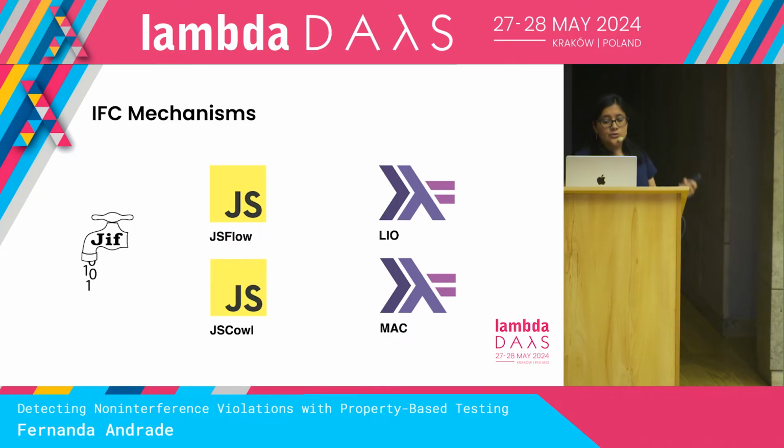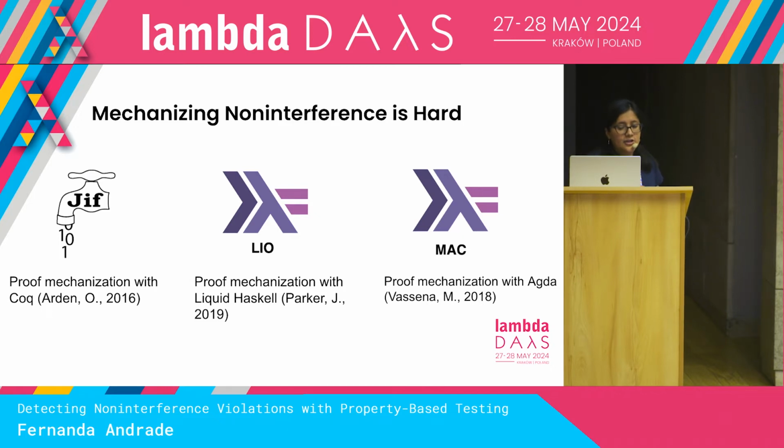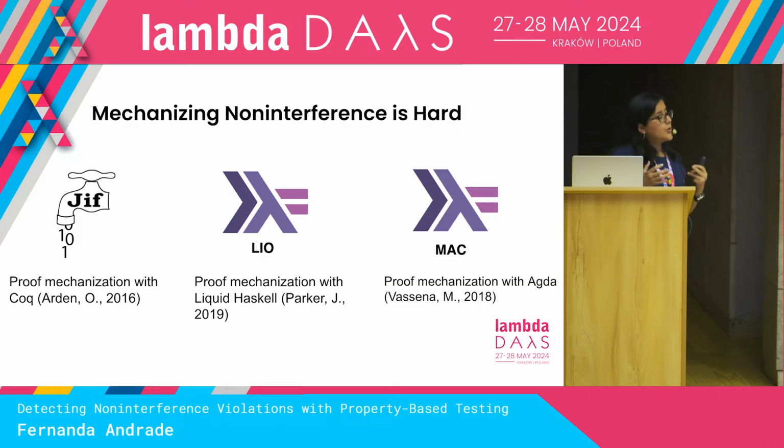And the important piece about these tools is that they have been formally verified. For instance, JIF was verified with Coq, LIO and MAC as well, one with Agda and the other with Coq, and recently LIO has even been mechanized with Liquid Haskell. So this formal verification is essential to guarantee that these tools are not leaking sensitive information.